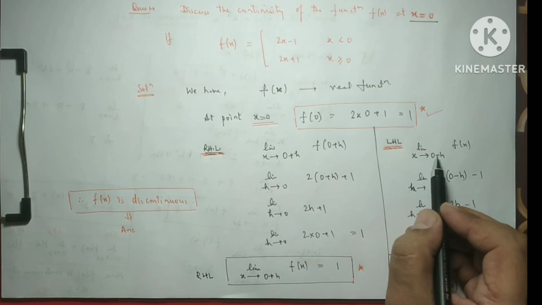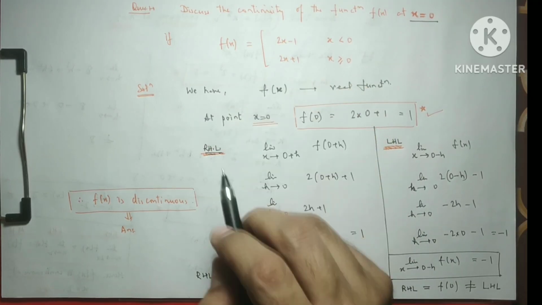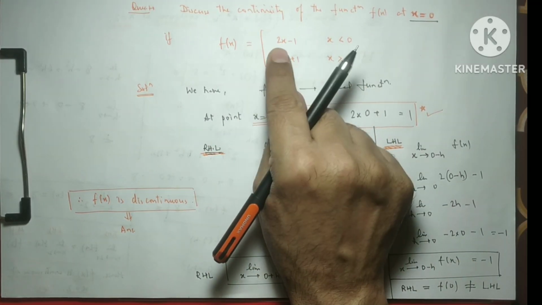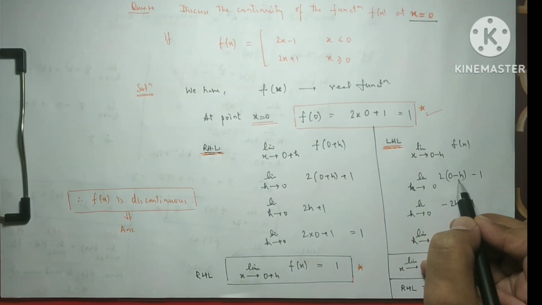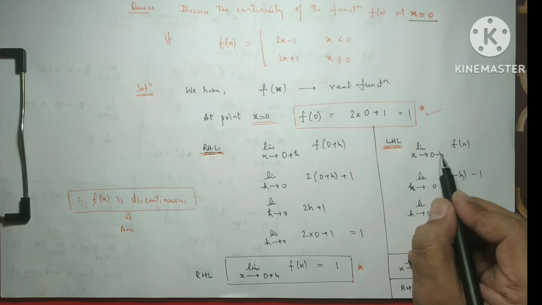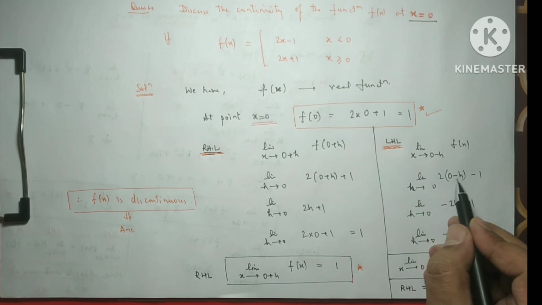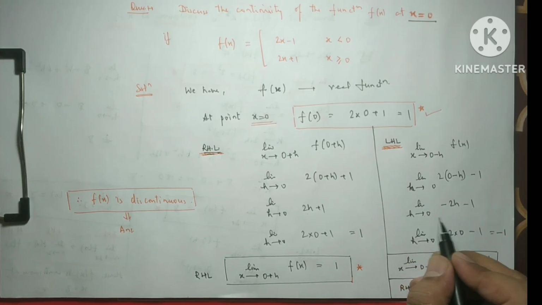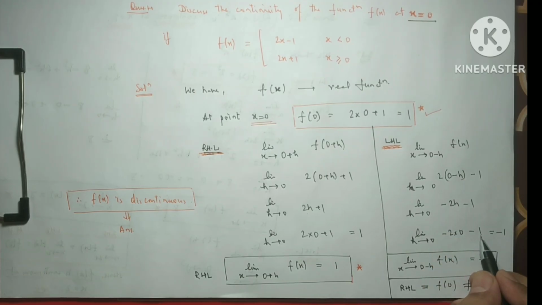So for this value which is less than 0, we will follow this definition of the function. So we will place the double of the value in bracket minus 1. Right now it is 0 minus h, so x is 0 minus h, or twice of 0 minus h minus 1, so it becomes minus 2h minus 1. When we put h tends to 0, this becomes 0 and only minus 1 is the result. So this is minus 1.